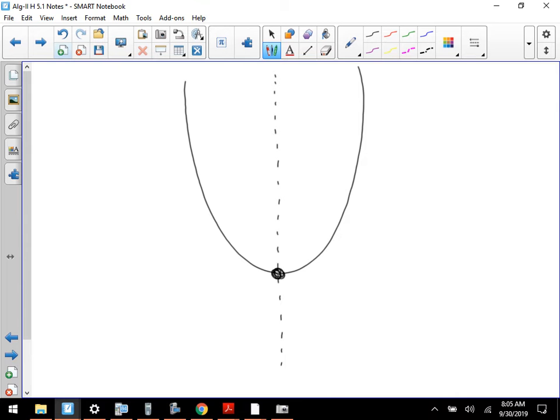touches this spot right here. So we have, this is an A positive, so it's up like a cup. Axis of symmetry, or we just call it AOS. That is the vertical line that goes through what's called the vertex.